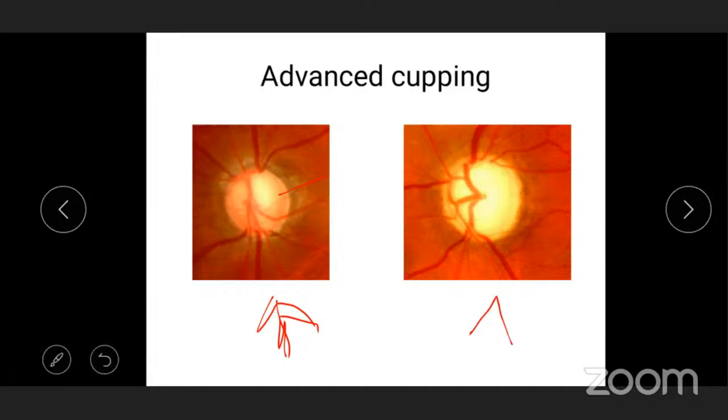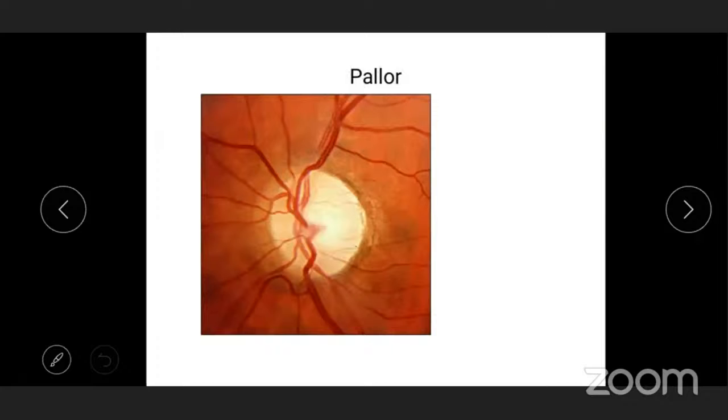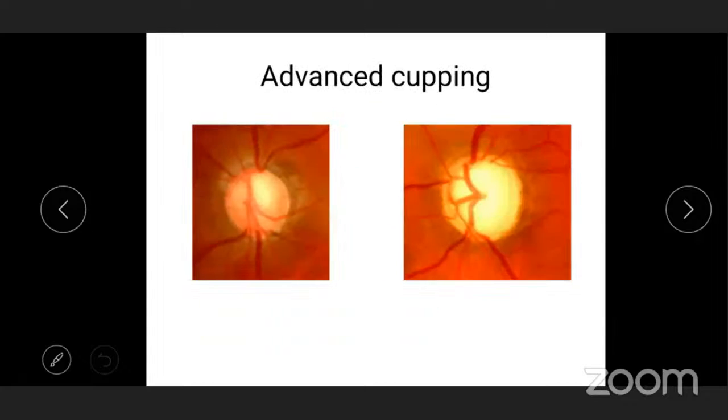And same here, this is an advanced cupping as can be seen. But I just wanted to show this, that the rim has thinned out in all dimensions: inferior, superior, nasal, and temporal.